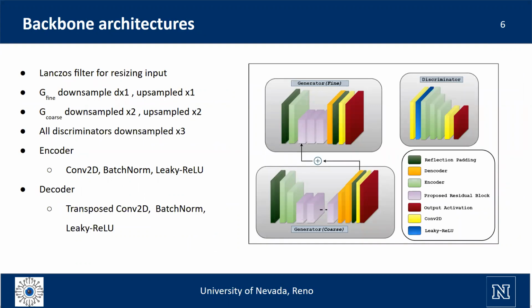For resizing all inputs of the generators and discriminators, we use Lanczos filters. The fine generator consists of 1 encoder followed by 3 residual blocks and 1 decoder, whereas the coarse generator consists of 2 encoders followed by 9 residual blocks and 2 decoders. The coarse generator outputs a feature vector along with the output image. The feature vector is then element-wise added with an intermediate layer of the fine generator. The discriminators, on the other hand, consist of 3 encoders. The encoders incorporate a convolution layer, batch norm, and leaky ReLU layers, whereas the decoder consists of transpose convolution, batch norm, and leaky ReLU layers.